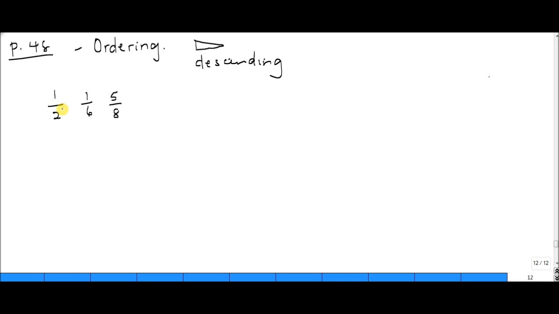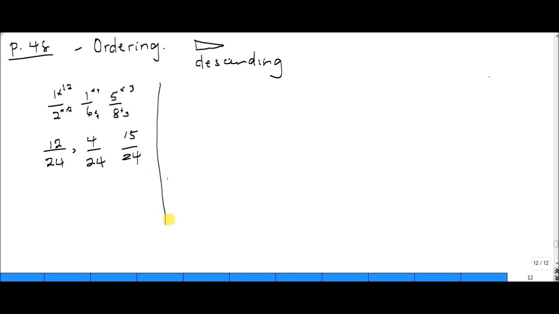We could multiply 2 times 12, and multiply the numerator by 12 also. This would be 12 over 24, and we could multiply 1/6 by 4, multiply the numerator by 4, and we would get 4 over 24, and we could multiply 8 by 3 and 5 by 3 to get 15 over 24.